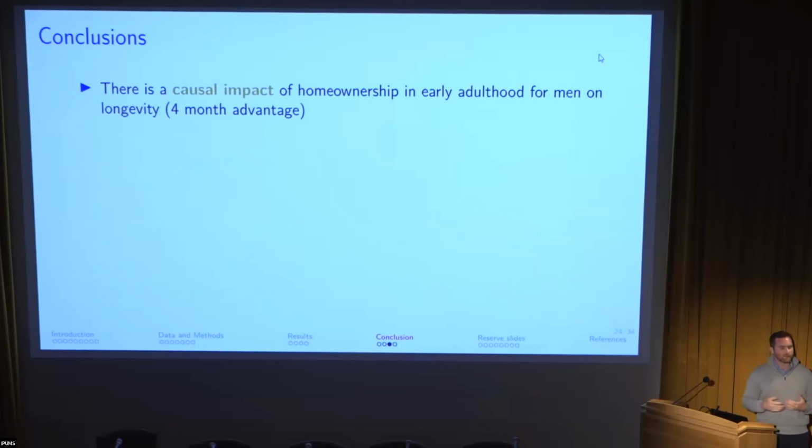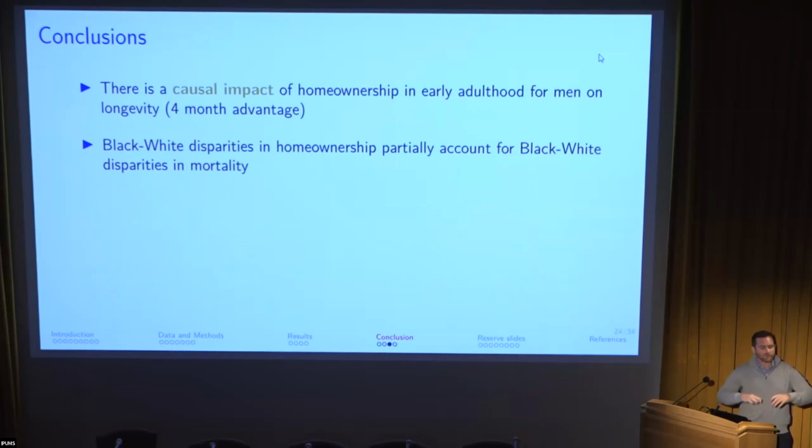So in conclusion, we find a causal impact of homeownership in early adulthood for men on longevity. And this is about a 4-month advantage. We also see large Black-white disparities in homeownership. And we argue that these are going to partially account for Black-white disparities in mortality. And so even though the unadjusted association for Black and white Americans is very similar, it's this unequal access to the treatment, to homeownership, that's really driving inequality here in mortality.